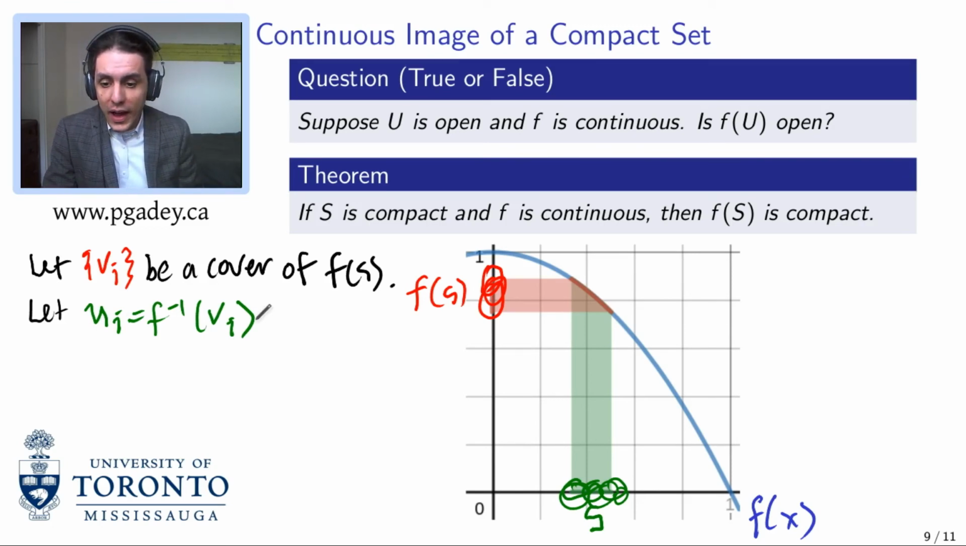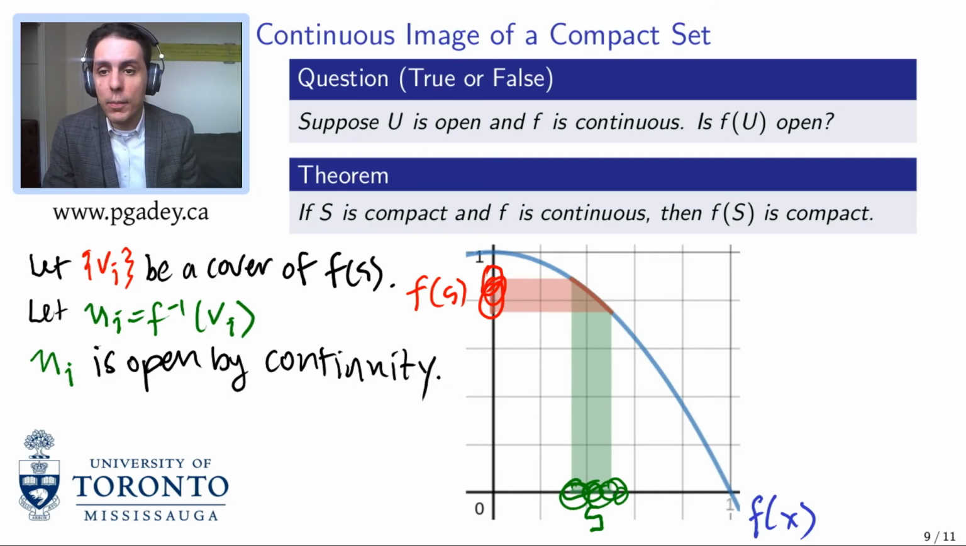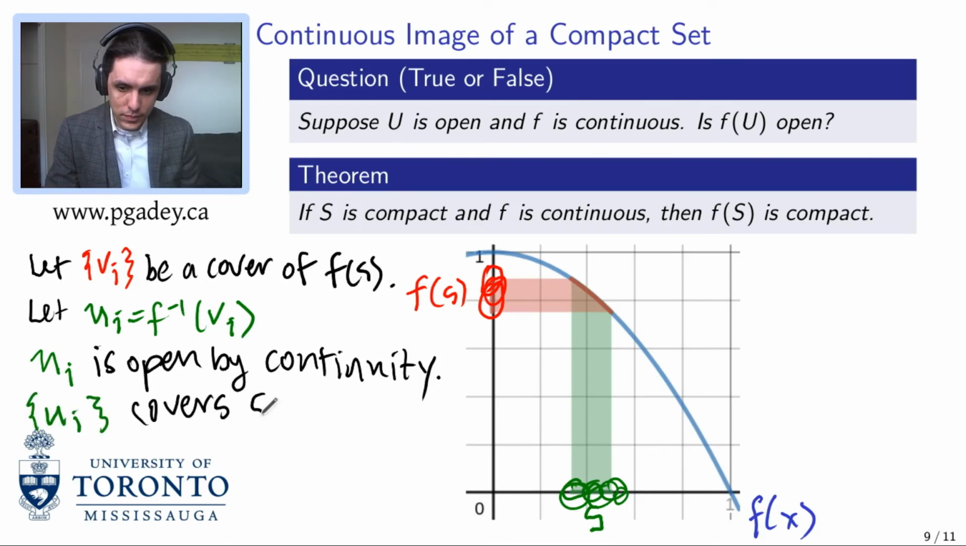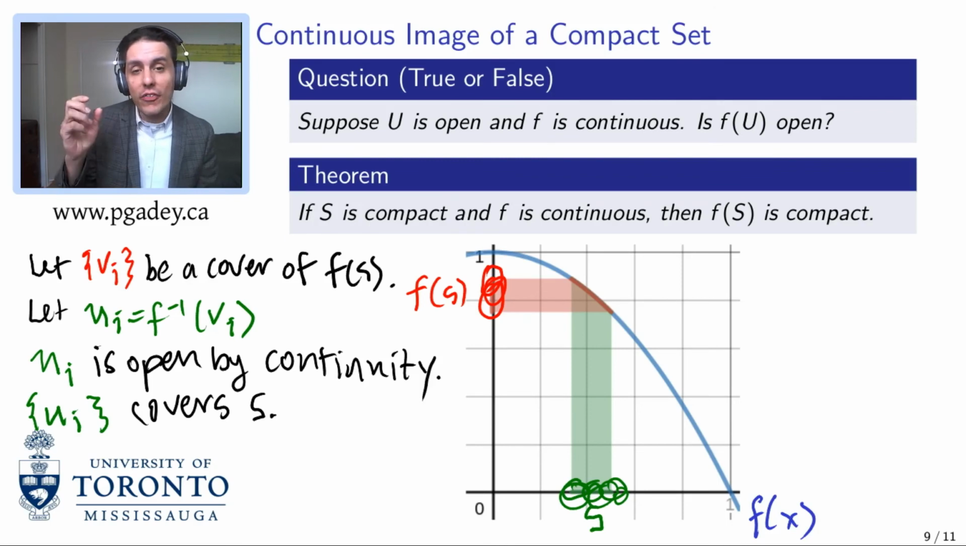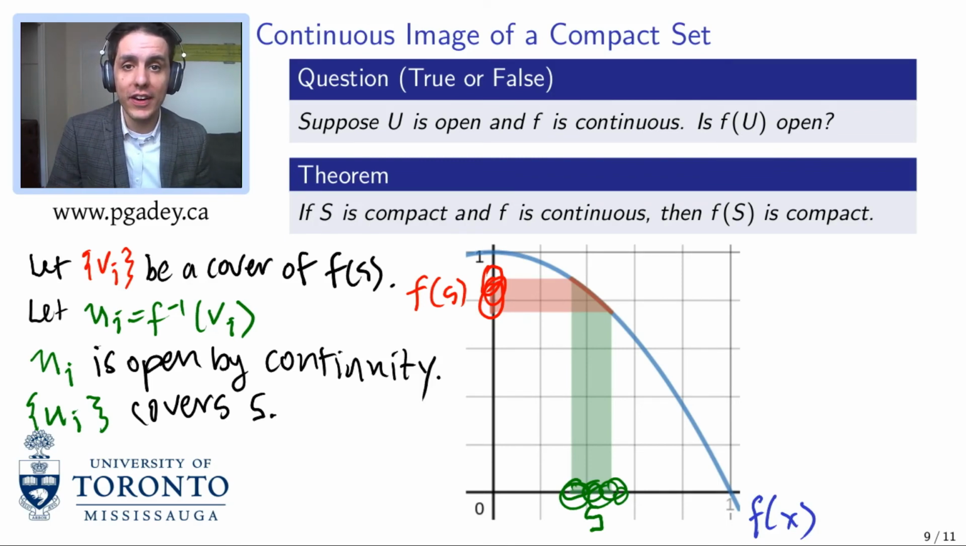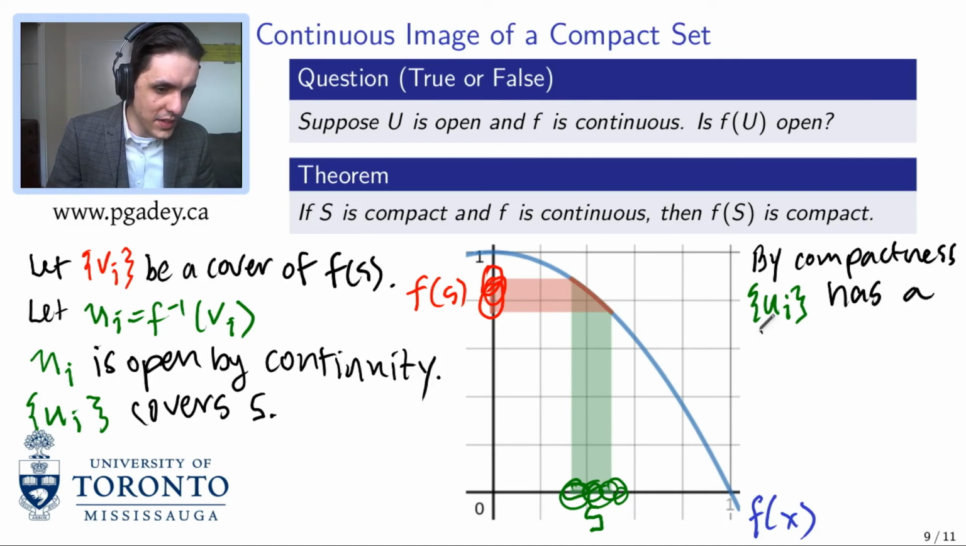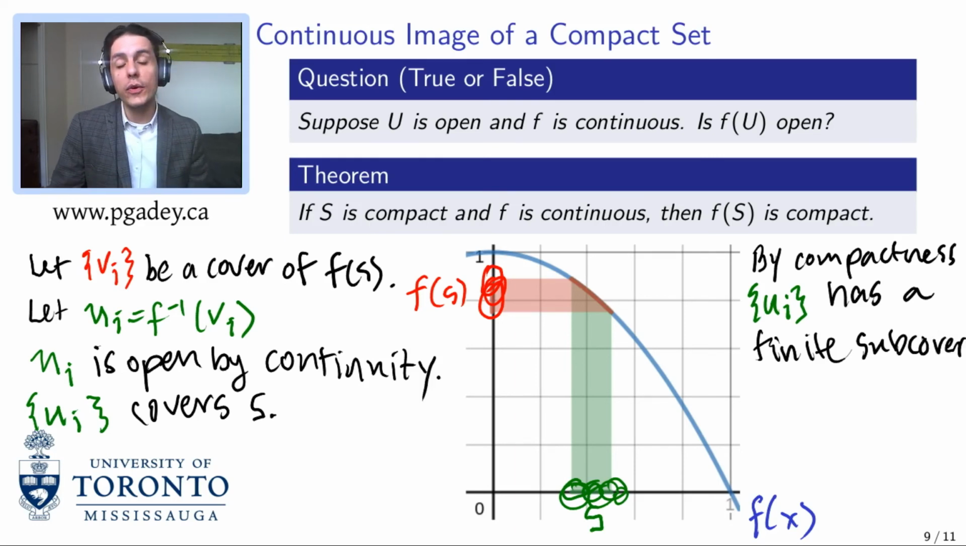So U_i is open by continuity, and moreover, this produces an open cover of S. Okay, so now we have a potentially infinite open cover of S. And we're going to use that to argue that there is a finite subcover. So by compactness, U_i has a finite subcover, and if we look at the image of those, then we get a finite subcover of f of S.